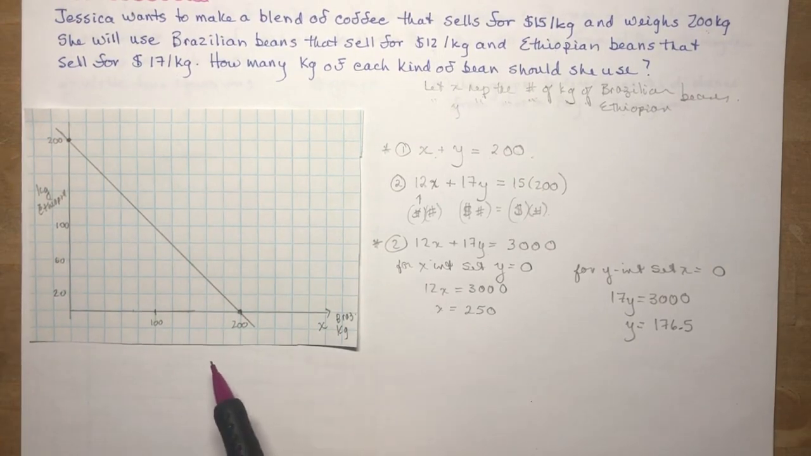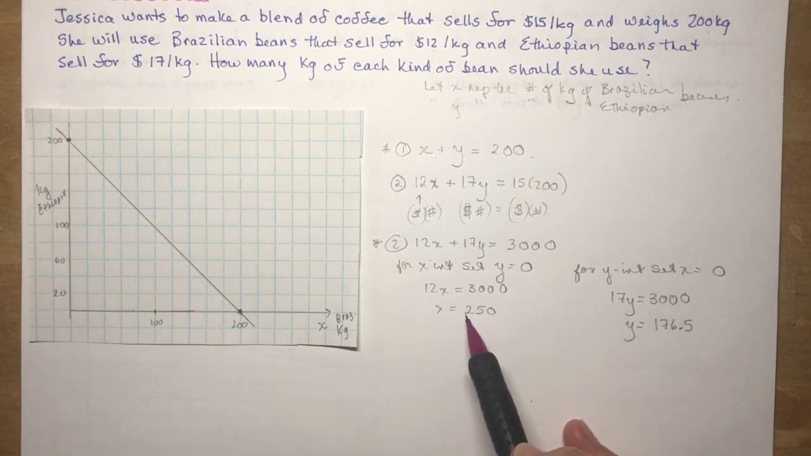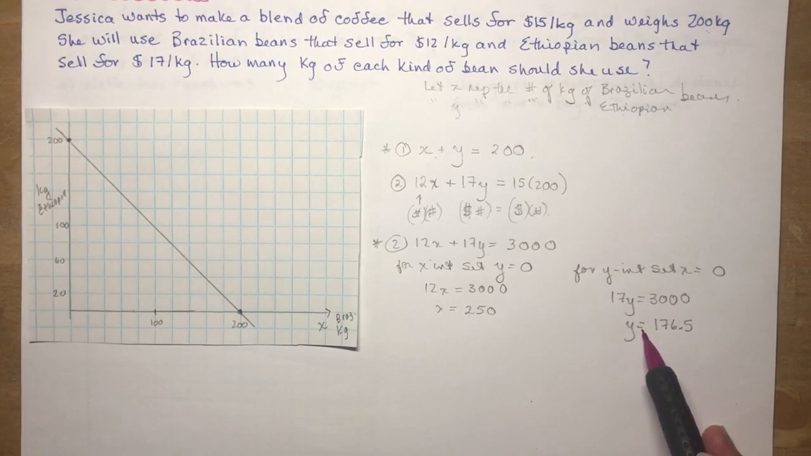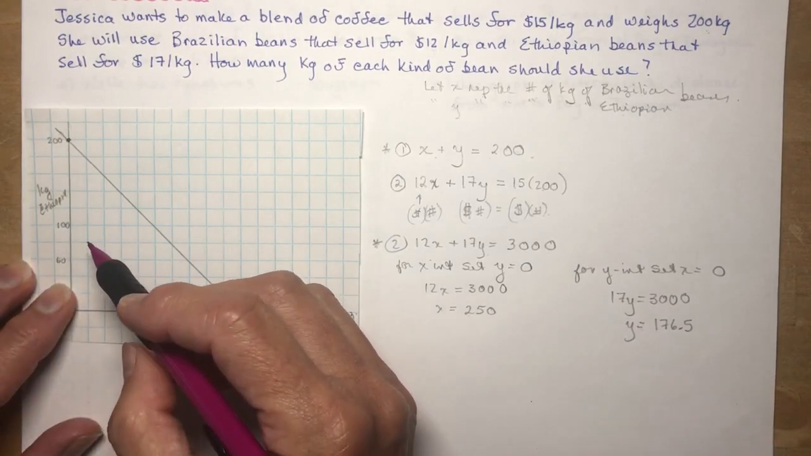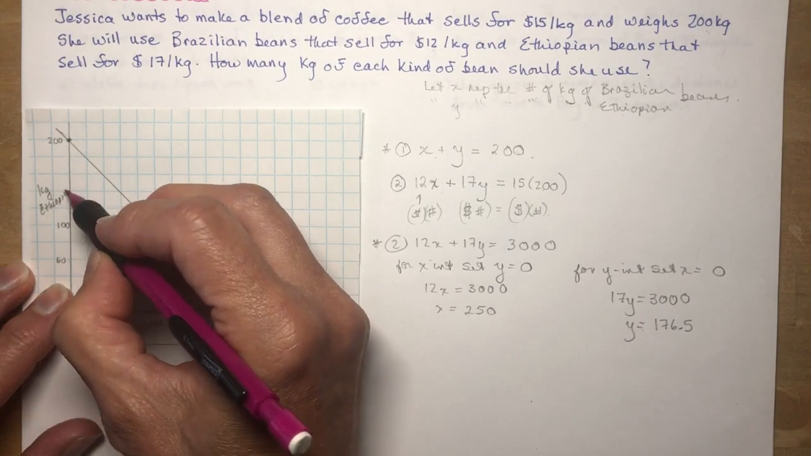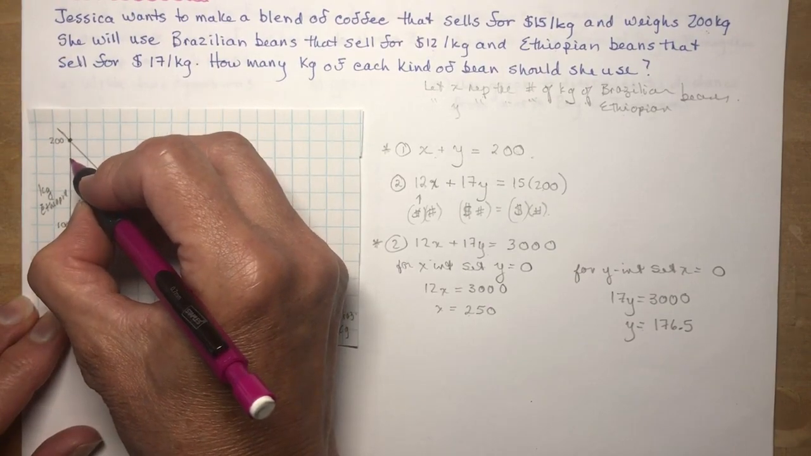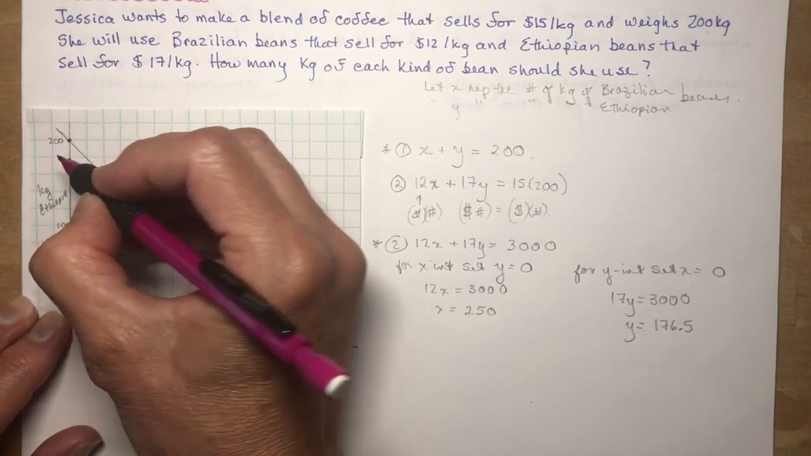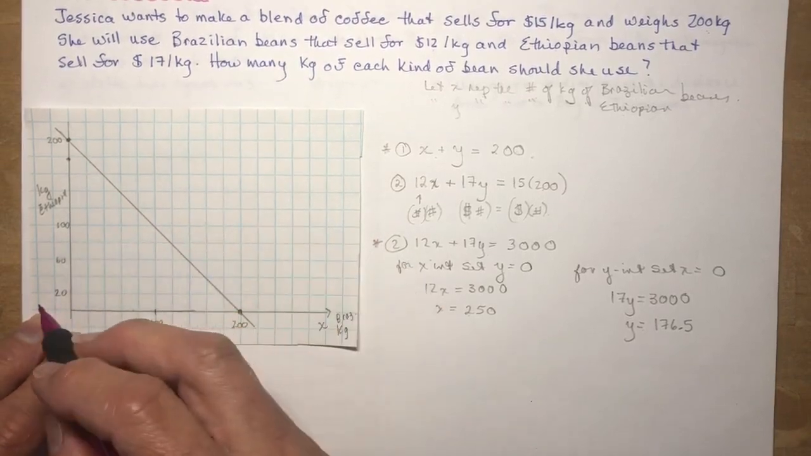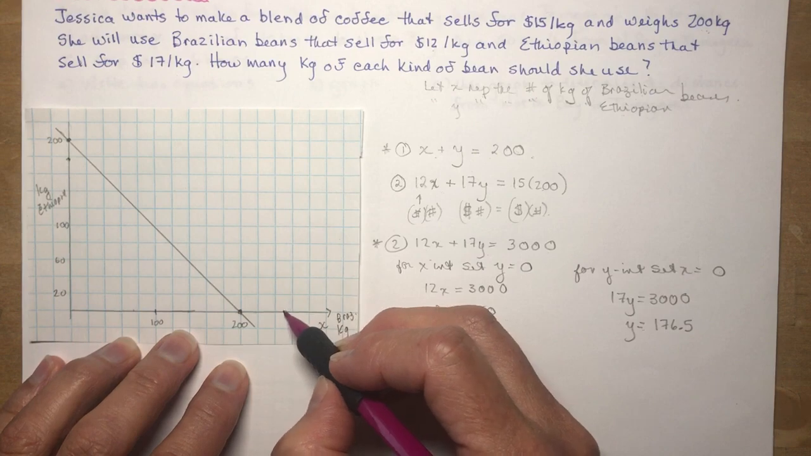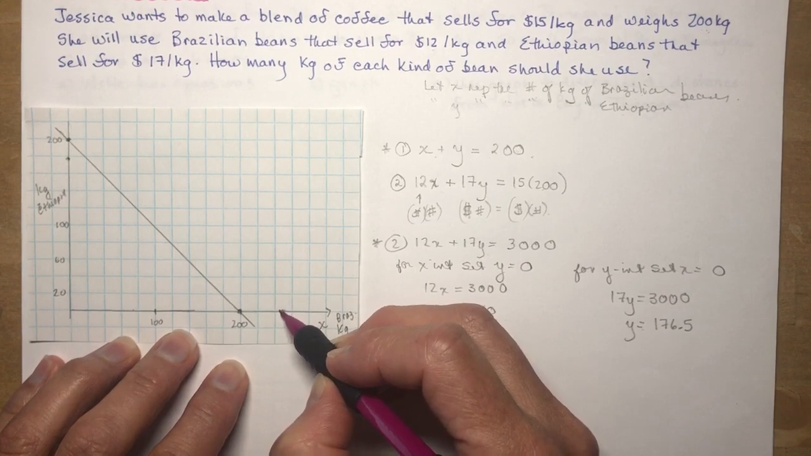So the x-intercept is 250, and the y-intercept is 176. So y is my Ethiopian beans, so I'm going to have 176 here. I went by 20s, so 176 is going to be just below the 180. So I put a dot about here. And again, this is why I don't like graphing, because it's so iffy. And 250, that's 20, 40, 50. The other line's going to be out here.